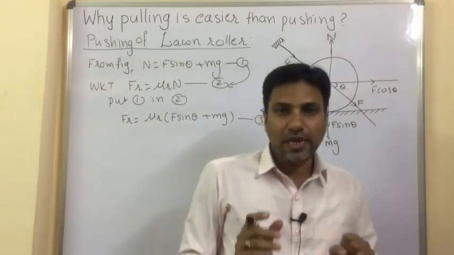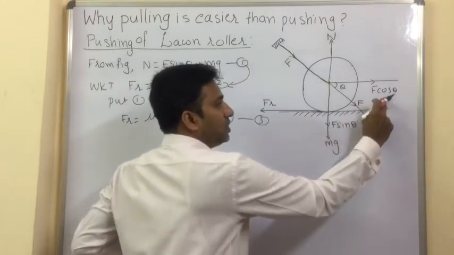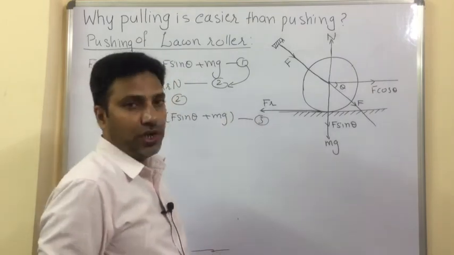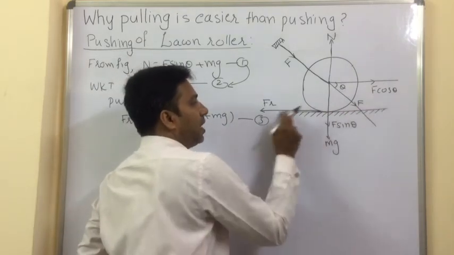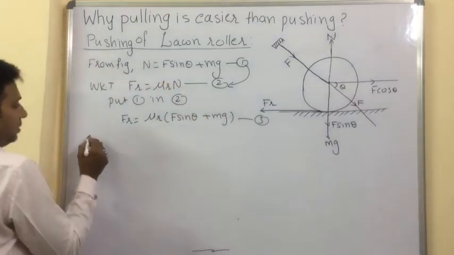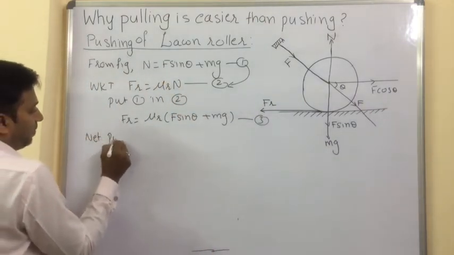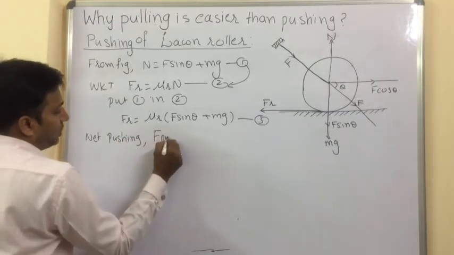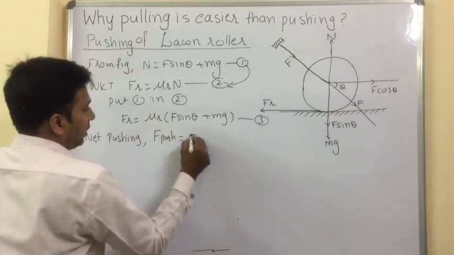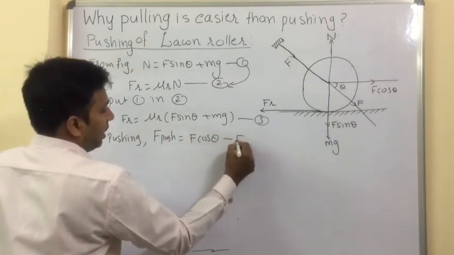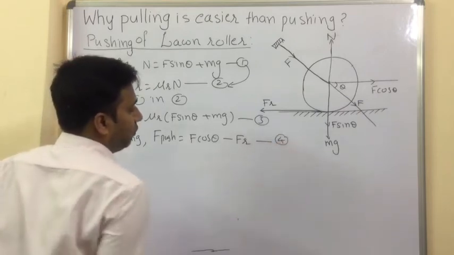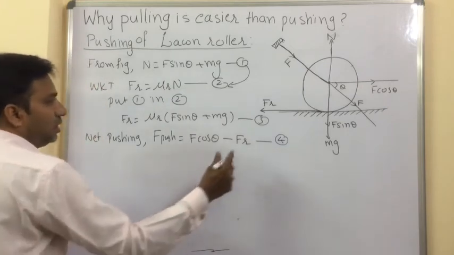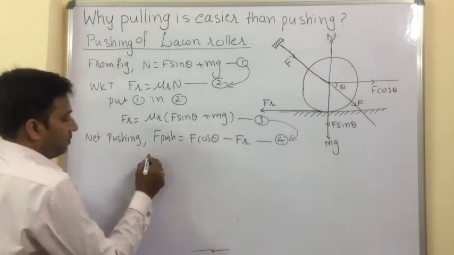Now we have to see the net pushing. Here F cos theta is towards right, Fr is towards left. So the net pushing will be F cos theta minus Fr. Net pushing, F push equal to F cos theta minus Fr. Equation 4. So here we are checking for the resultant force acting on the lawn roller. Put equation 3 in equation 4.